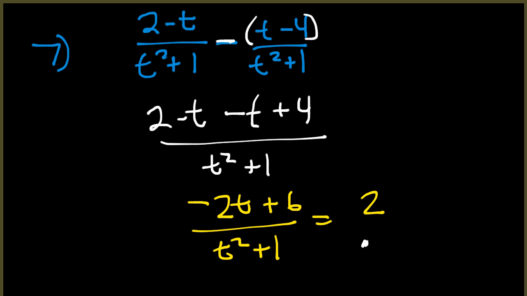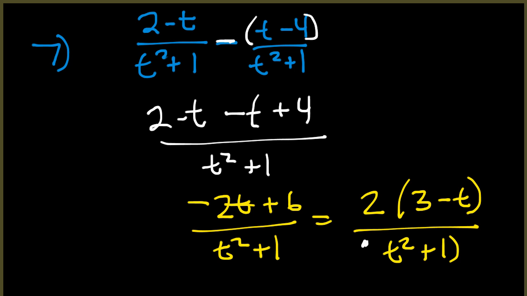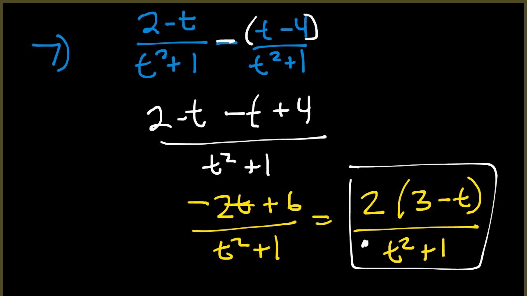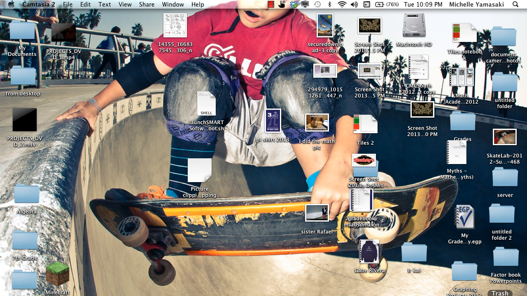And what I'm left with is 3 minus t. All I did was switch my terms around. I'm left with a negative t and a positive 3, but I wrote the positive first. All over t squared plus 1. Now I want to factor just to make sure there's nothing else I can cancel out. And so here is my final answer. Okay, that's number 7.